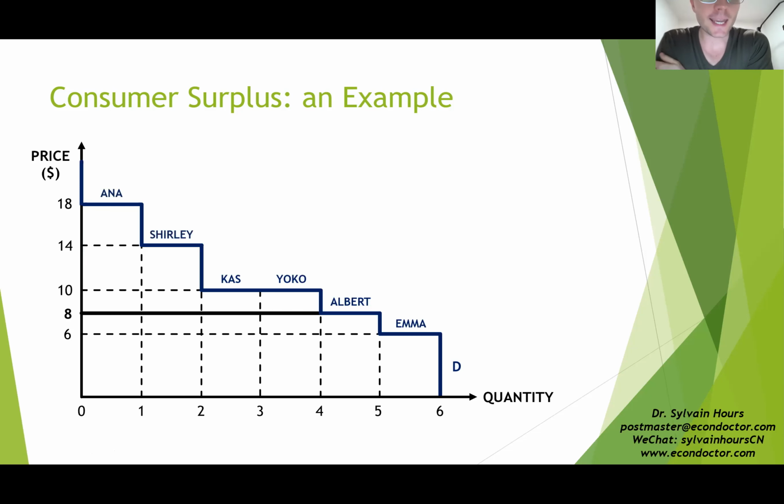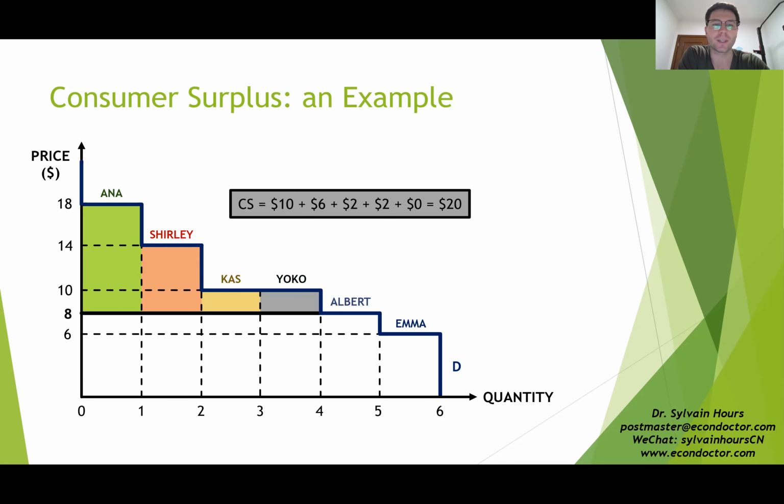If the price is 8, then in that case, this is the total consumer surplus. So Anna is making a consumer surplus of 10, Shirley a consumer surplus of 6, Cassie Lendy is making consumer surplus of 2, Yoko a consumer surplus of 2 as well, and Albert. So Albert is on the fence, right? Because the maximum price he's willing to pay is 8. The price is exactly 8.